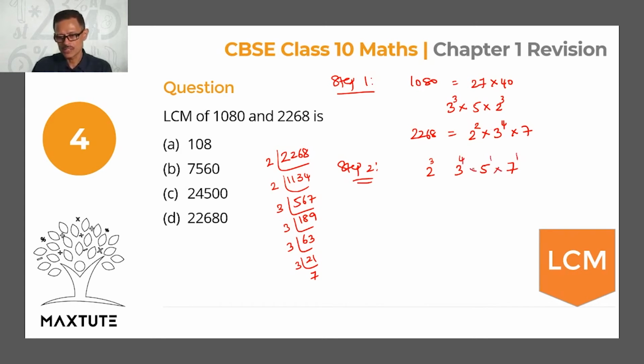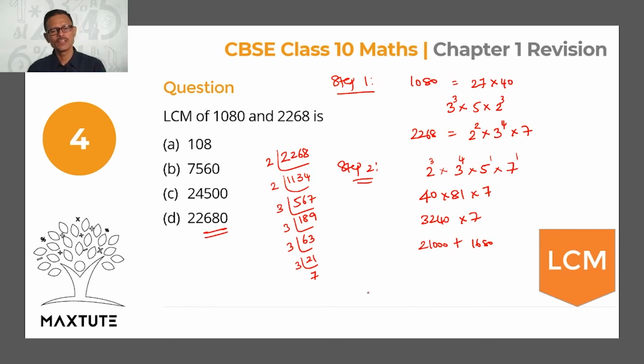So these are the numbers that we have. The product of this should give us the answer. Let's quickly run through what we have. 2 cube into 5, which is 8 into 5, 40, times 81 times 7. 40 into 80 is 3200. 40 into 81 is 3240, times 7. 3000 into 7 is 21,000. So that part is done. 240 into 7 is 1680. So the answer is 22680. So the LCM of these two numbers is 22,680.